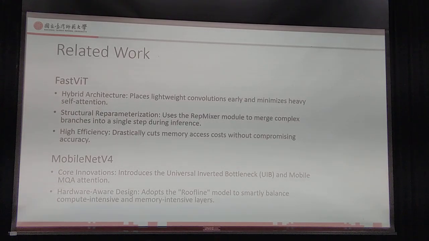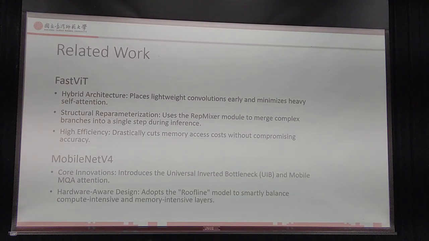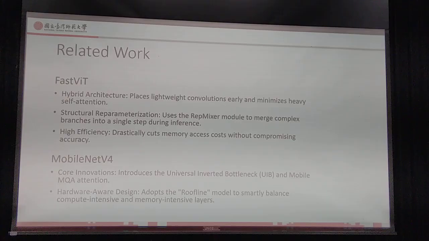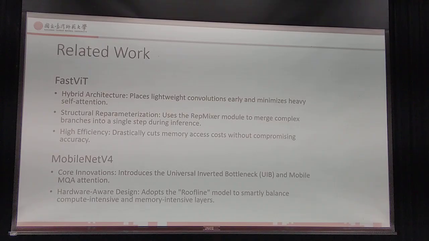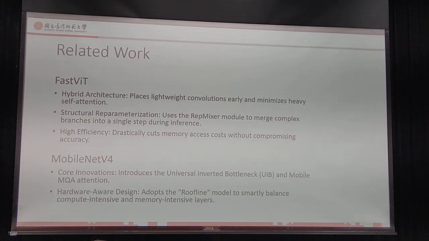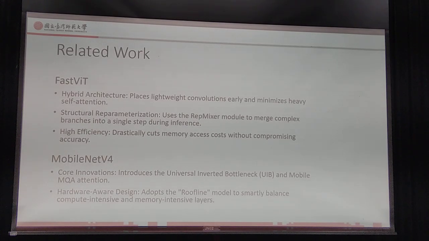FastViT and MobileNetV4 are high-performance lightweight networks designed specifically for resource-constrained edge devices. FastViT uses a hybrid architecture that uses dynamic convolutions early on and minimizes heavy self-attention. Its chief innovation is using the RepMixer module and structural reparameterization. This allows it to merge complex branches into a single step during inference, which drastically cuts down memory access costs without losing accuracy.